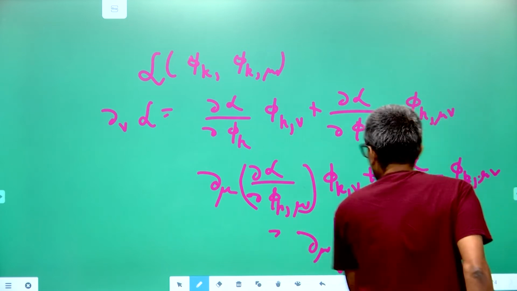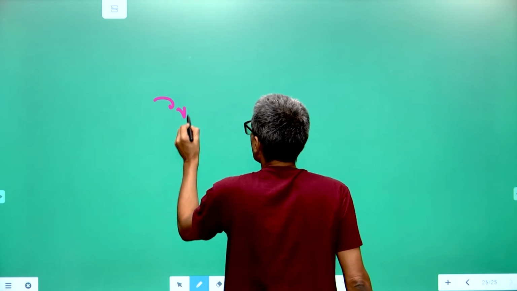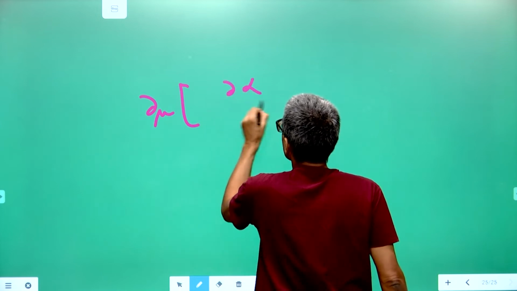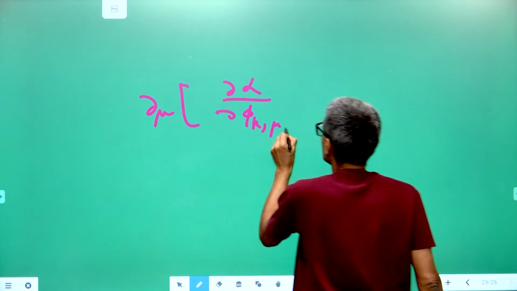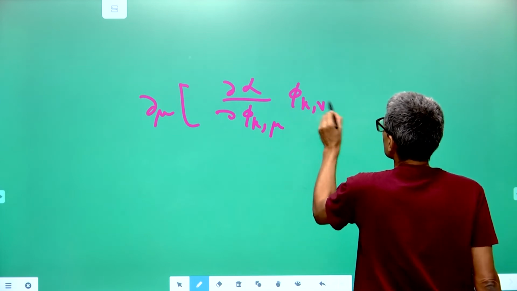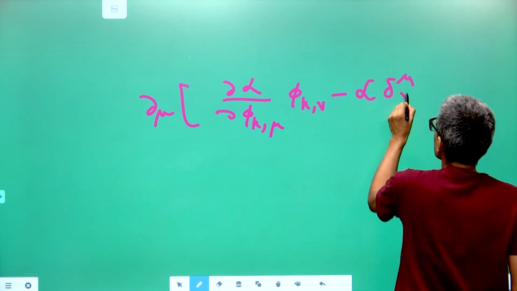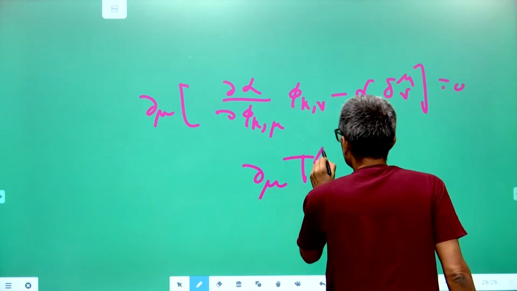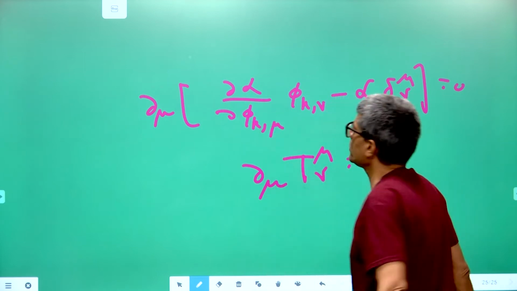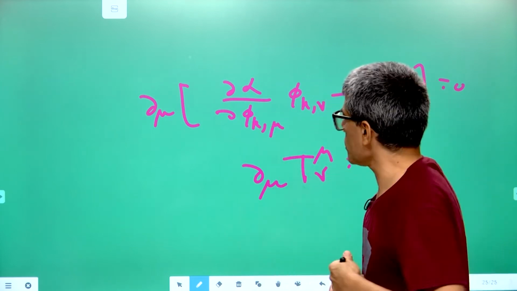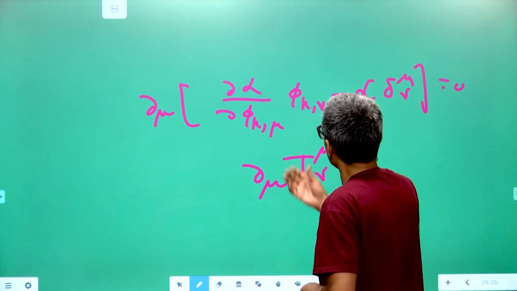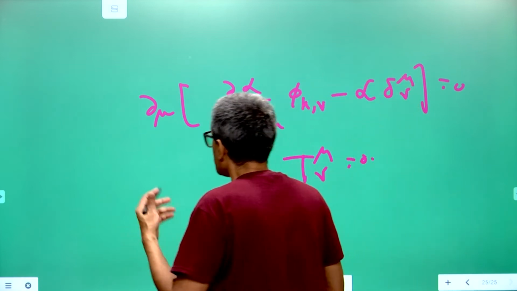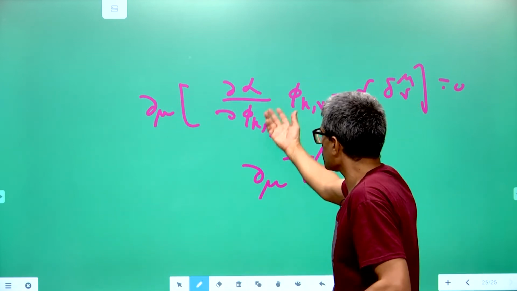So in other words, this equation can also be written as ∂_μ of ∂L/∂φ_k,μ into φ_k,ν minus L δ_μν. This is 0. So this is the energy momentum conservation equation, namely ∂_μ T^μν equal to 0. So you identify this as the energy momentum tensor. You can show that in accordance with Noether's theorem, this corresponds to a symmetry of the Lagrangian under space-time translations, because the Lagrangian does not explicitly depend on the space-time arguments. That is why this conservation holds good.